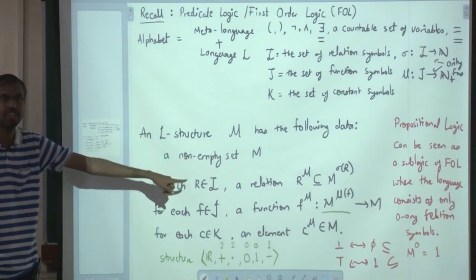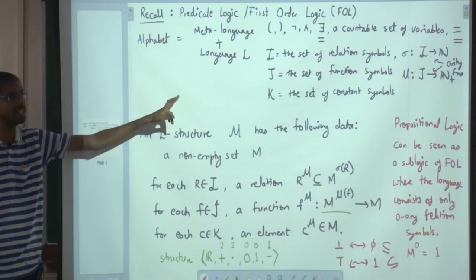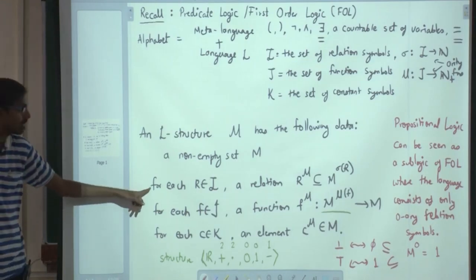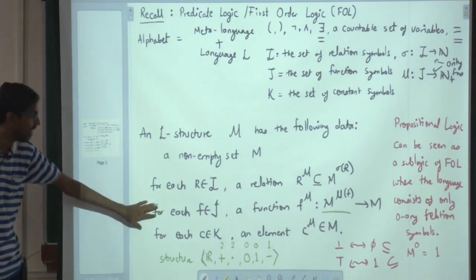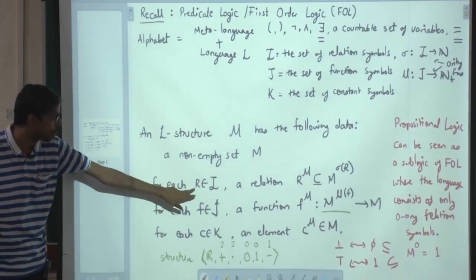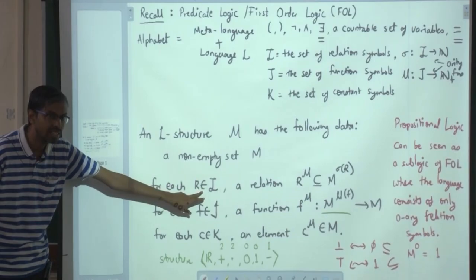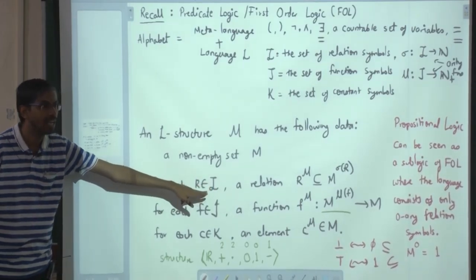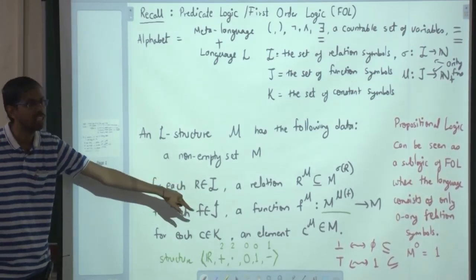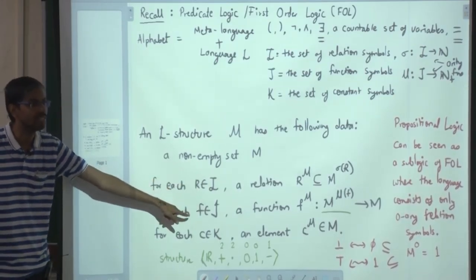If your language, predicate language, only consists of zero-ary predicate symbols, what will be an L structure for that? Nothing here, nothing here, just this. So, for all zero-ary relation symbols, you must choose either the empty set or 1. So, that means it is a valuation.